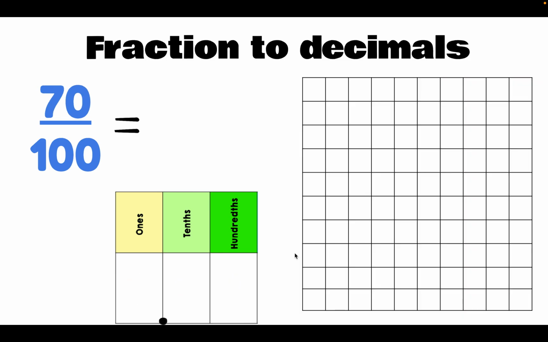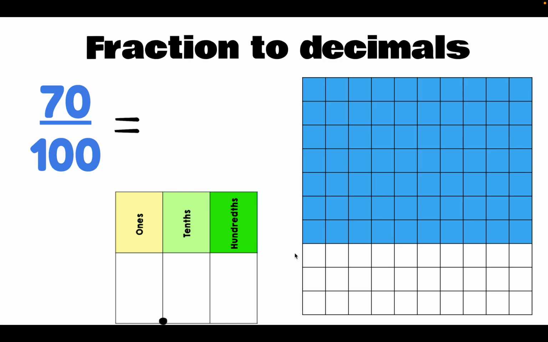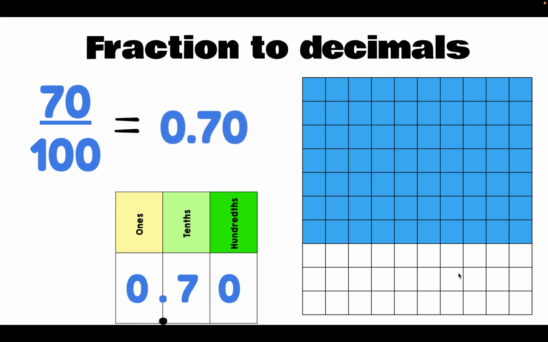Now we have 70 hundredths. If we're writing 70 hundredths, we would shade in 7 whole rows, and we have 0 individual hundredths. So we could actually write this as 70 hundredths, and another way to write it that's equivalent is 7 tenths.